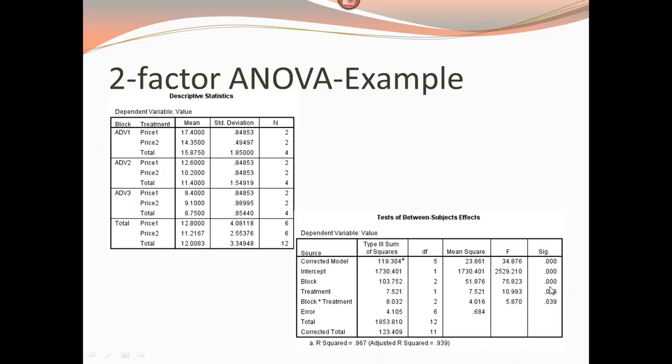So I'm seeing that both blocks and treatments, in other words, both advertising and price, are statistically significant. And again, I do find that advertising type is more statistically significant than price is because it has a lower p-value.